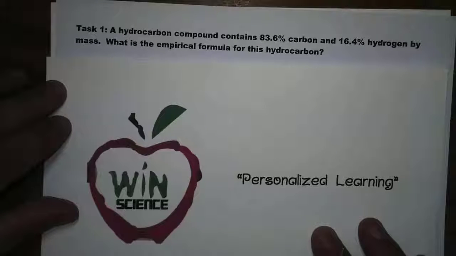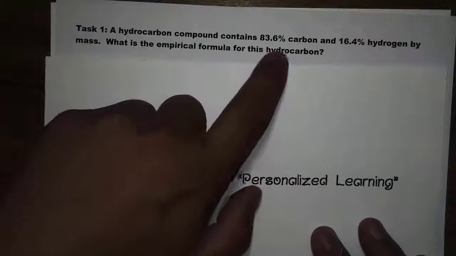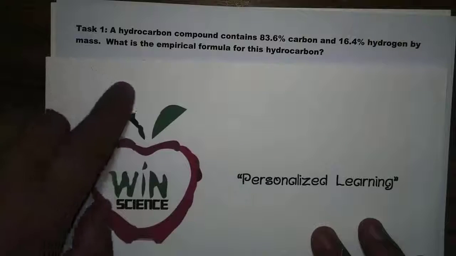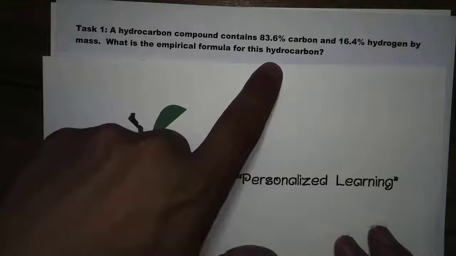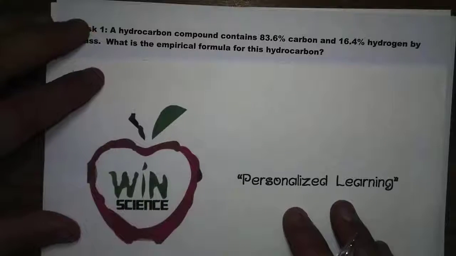Let's do an example problem. A hydrocarbon compound contains 83.6% carbon and 16.4% hydrogen by mass. What is the empirical formula for this hydrocarbon? What is a hydrocarbon? A hydrocarbon is basically a compound that consists of hydrogen and carbon, sometimes oxygen as well. So let's look at this.